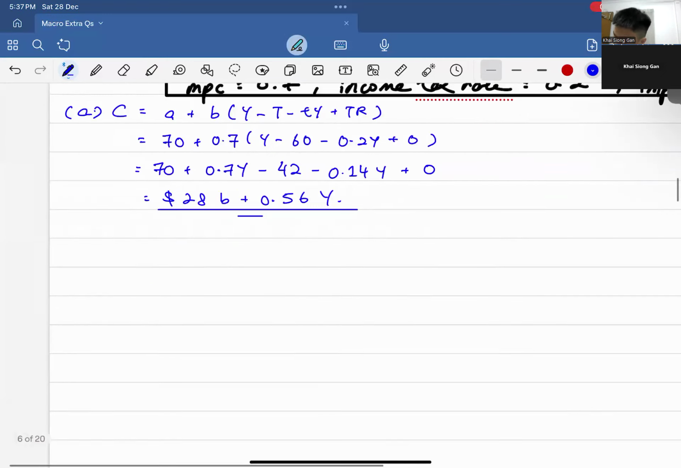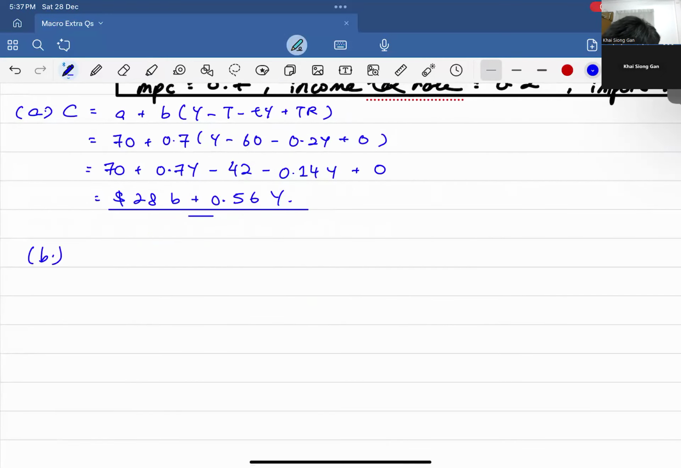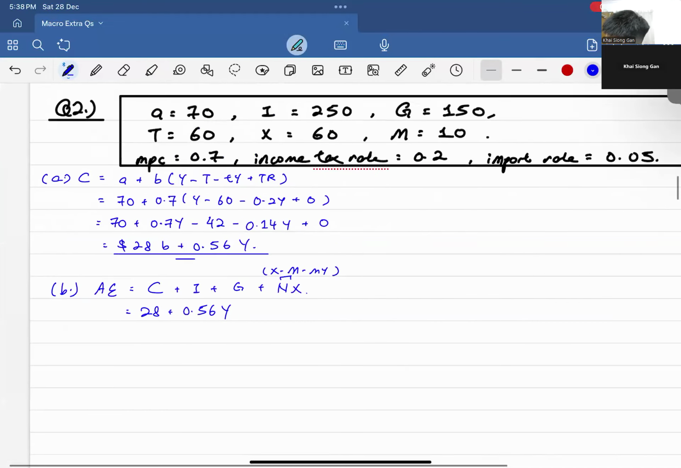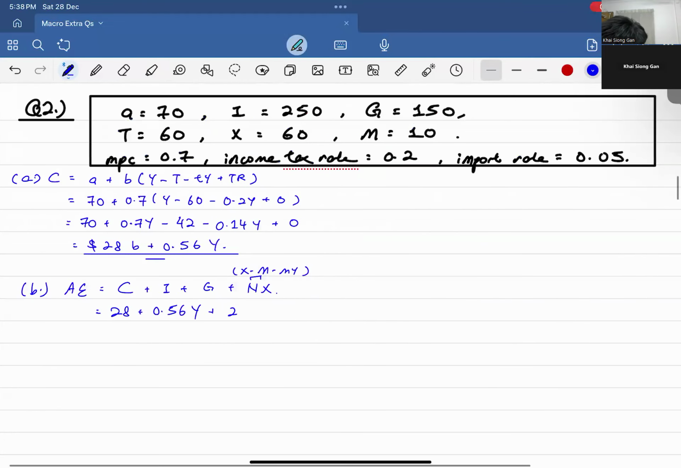Then next, question B, AE. Use AE equals aggregate demand, which equals four components: C plus I plus G plus NX. And what do you mean by NX? NX over here means exports minus imports minus induced imports. So substitute the values in that we already had. Then investment, government spending, add it up.